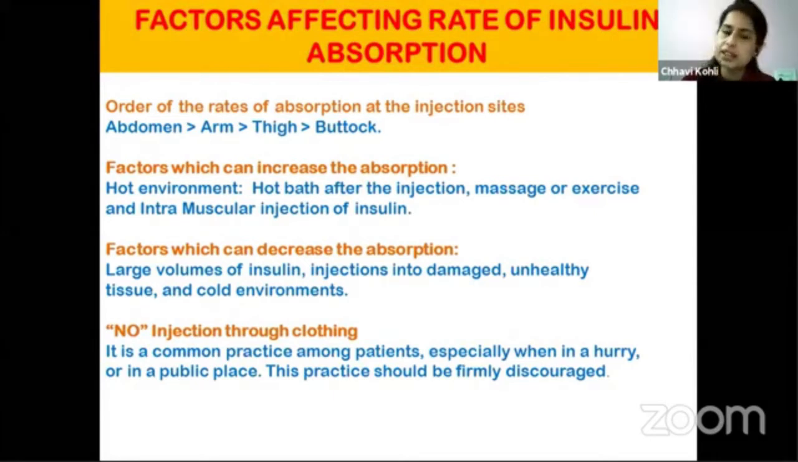And there are certain factors which decrease the absorption of insulin, like taking a large volume of insulin at one go, or injecting on damaged or unhealthy tissues. So that has to be taken care of. Also, people should be advised not to inject insulin through clothes.